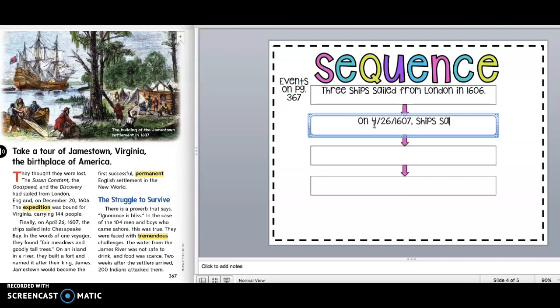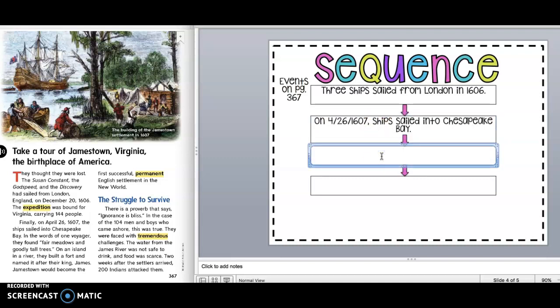Ships sailed, whoa, Miss Valades, work on your typing, sailed into Chesapeake Bay. So that's something else that's very important. Again, we noticed those dates and that word finally. So we have 2 other events that we're going to list that were important. And let's kind of just follow through and see what happens.